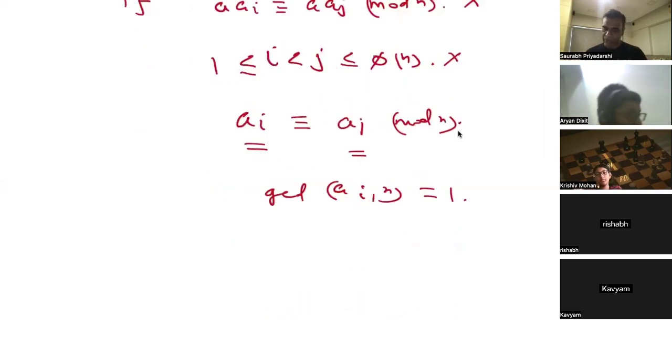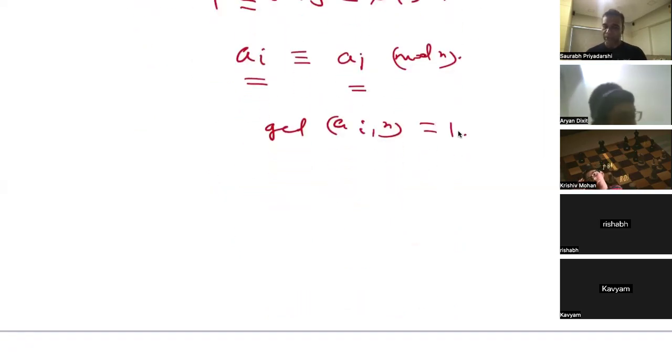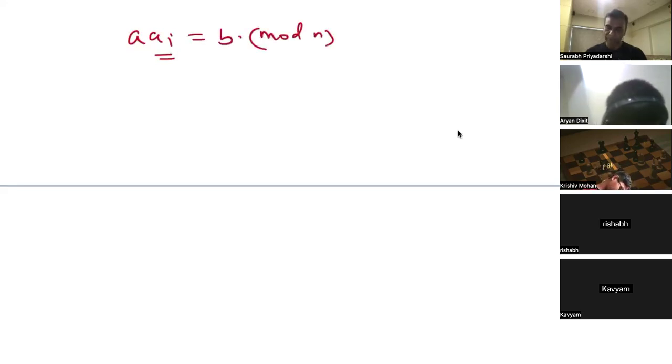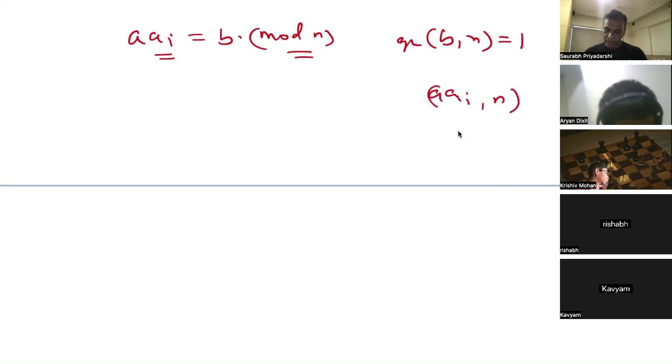Okay, understand. So we are saying that we are fixing all a and ai, right? So there exists a unique b mod n. And yes sir, the GCD of p and n is also 1, and the GCD of ai and n is also 1. What is the meaning of this?